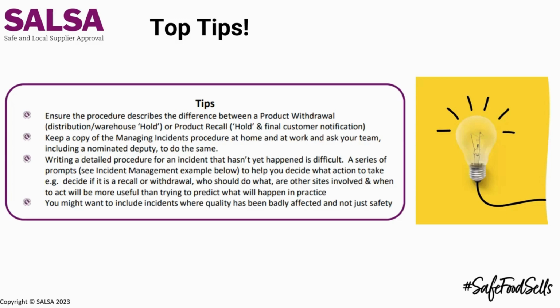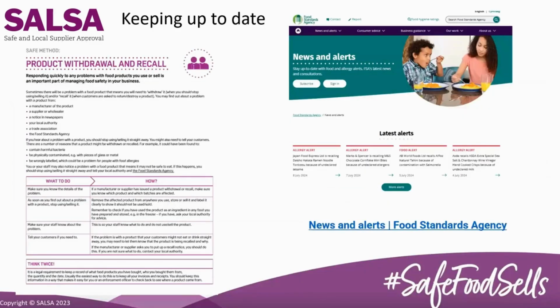Also check if there's other sites involved. So maybe if you're manufacturing product from a few different sites, again, making sure that everyone knows what to do. You might want to include incidents where quality has been badly affected, so not just safety. So again, if you feel that actually the product's not been made to recipe, something's happened to the quality of the product, again, that also may involve a recall or withdrawal of product.